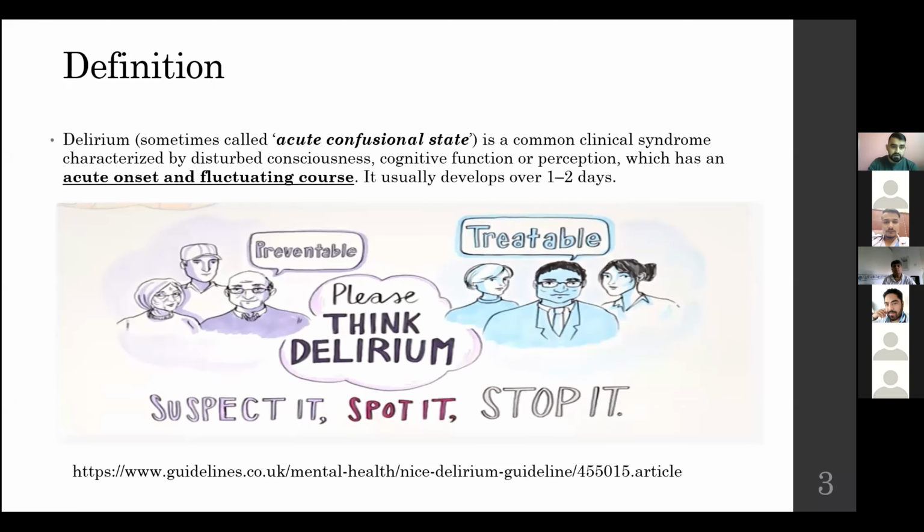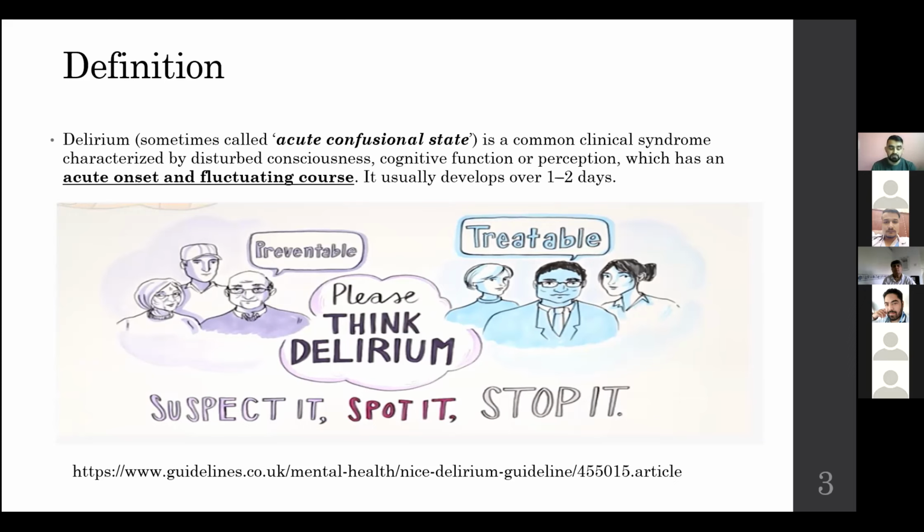Basically, delirium, sometimes also called acute confusion, is a common clinical syndrome characterized by disturbed consciousness, cognitive function, or perception, which has an acute onset and fluctuating course. It usually develops over 1 to 2 days.